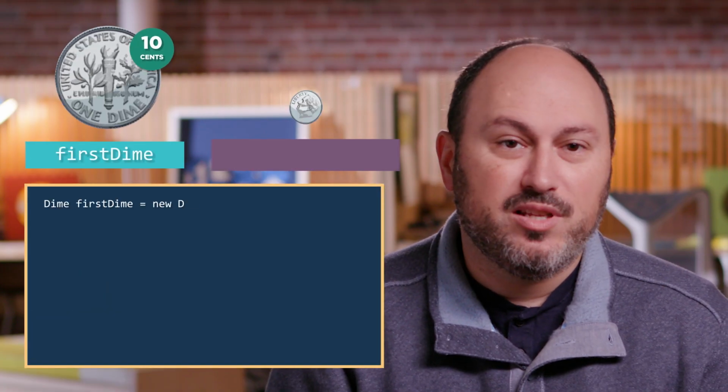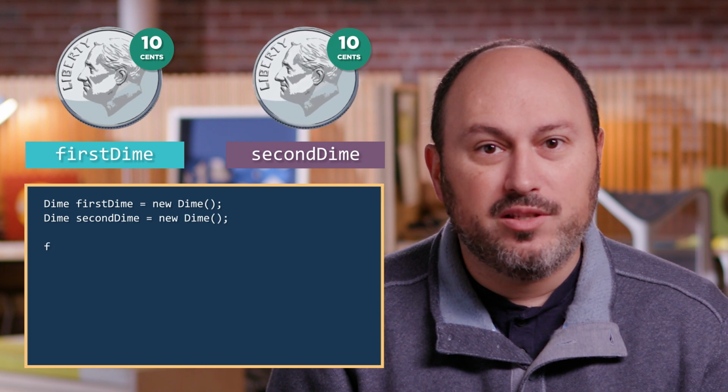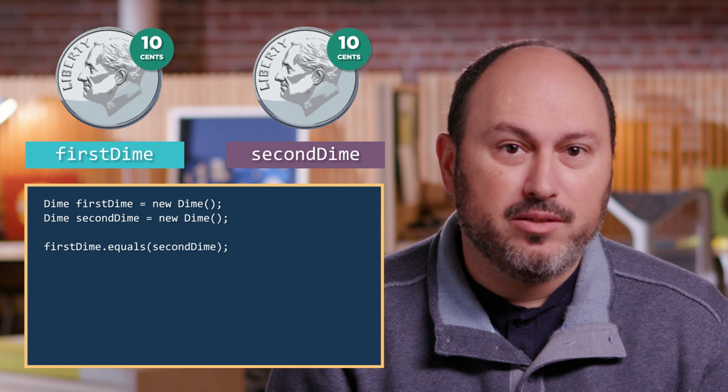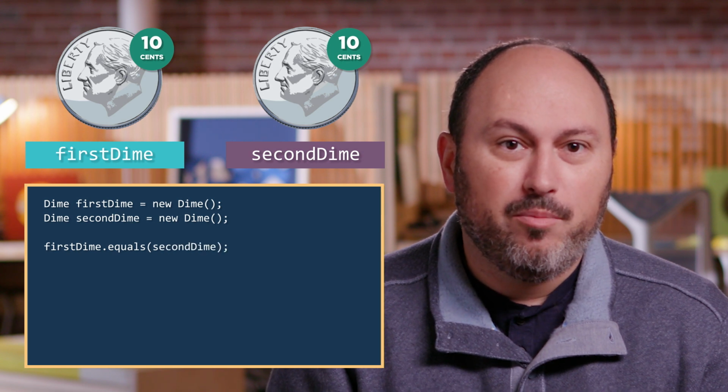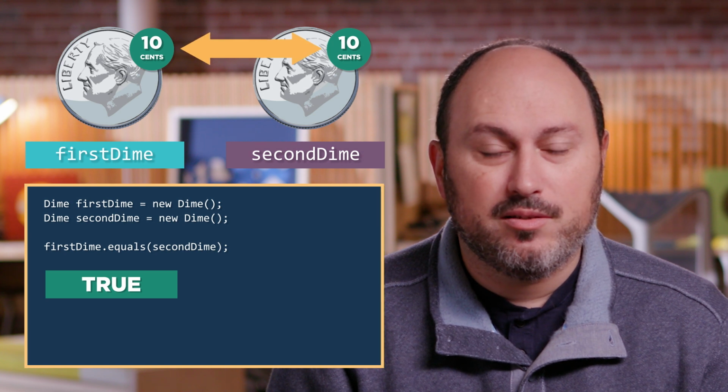We can use the equals method to check if first dime and second dime are the same. We call the equals method on the first dime object and pass the second dime object as the argument. Now, the method returns true because they both have the same value for cents. Overriding the equals method in our classes means we can compare objects based on their specific values.